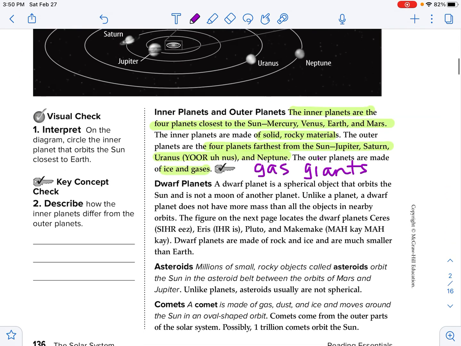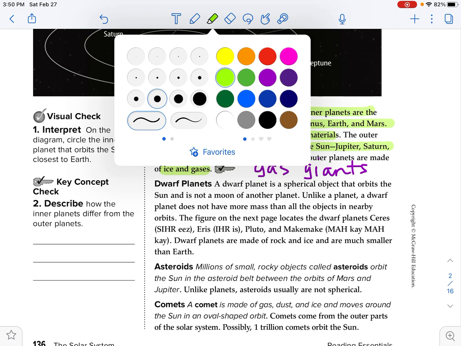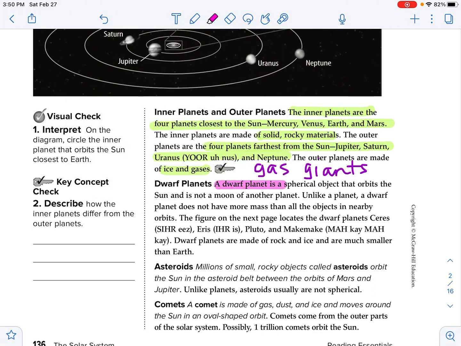Dwarf planets. A dwarf planet is a spherical object that orbits the sun and is not a moon of another planet. So let's go ahead and highlight that. Unlike a planet, a dwarf planet does not have more mass than all of the objects in nearby orbits. The figure on the next page shows the dwarf planet series: Eris, Pluto, Makemake. Dwarf planets are made of rock and ice and are much smaller than Earth.